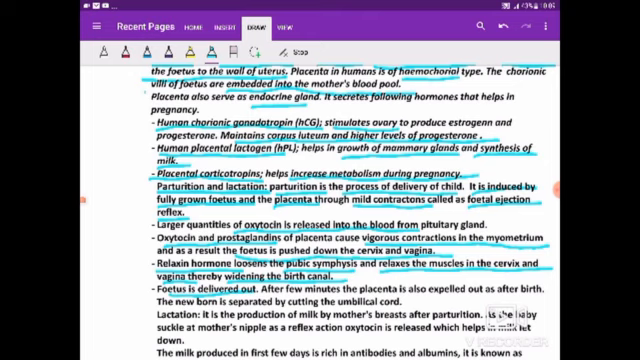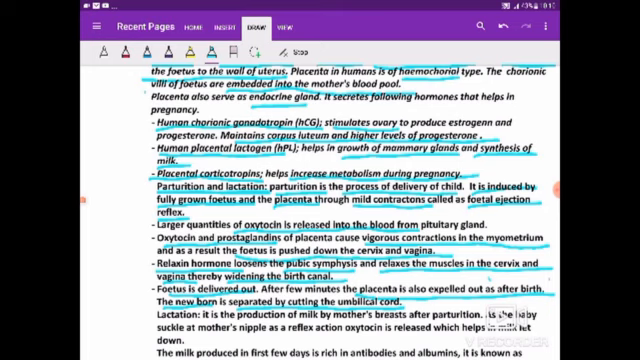After a few minutes of the parturition or delivery of the child, the placenta is also expelled out as the afterbirth. The newborn baby is separated by cutting the umbilical cord. It is ligated on two sides, and in between it is cut with a scissor so that there is no blood loss. In this way the newborn baby is separated from the umbilical cord and the placenta.